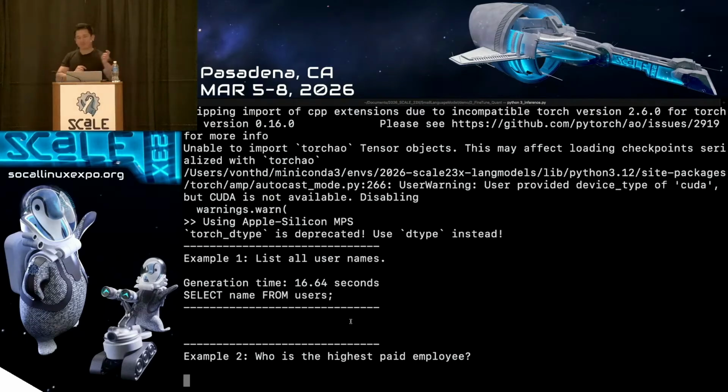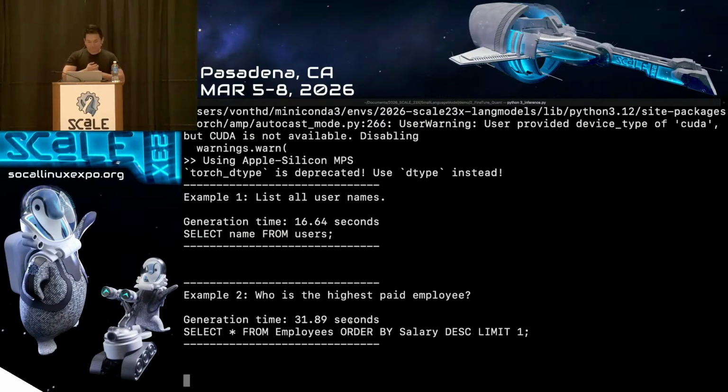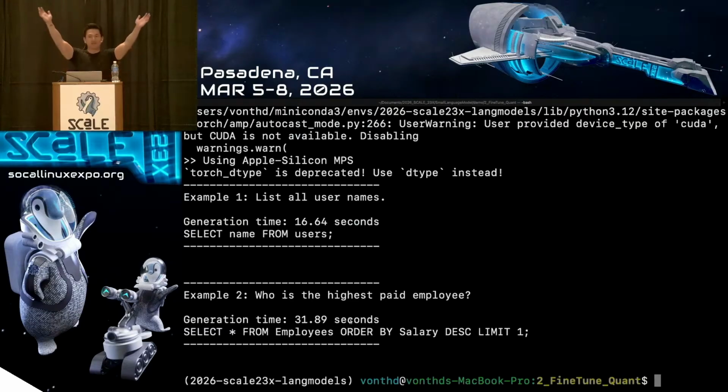Select asterisk from users, order by salary descending, limit 1, right? That's one way of doing it. Hopefully it will come up with that. Yes. So we literally trained a small language model that can answer SQL problems for us. Pretty cool, right?